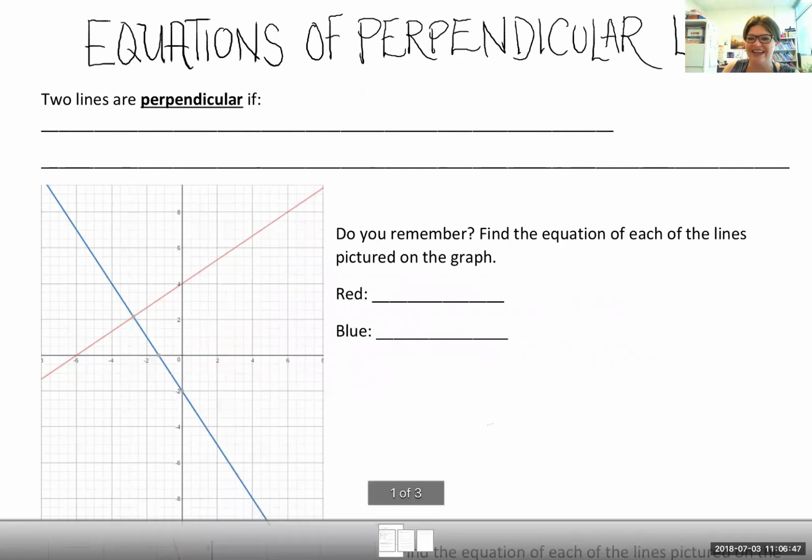So, okay, equations of perpendicular lines. Obviously, once again, we can't get around it. We have to know what this word perpendicular means before we can continue. So, two lines are perpendicular if they intersect. So they should cross each other. That's what intersect means. Oppose that to our parallel lines that we looked at last class. Parallel lines never intersect. Nowhere on the plane do they ever intersect. But perpendicular lines do intersect.